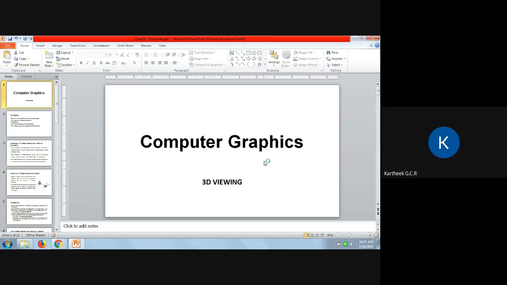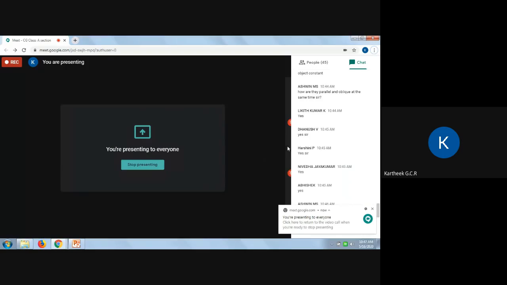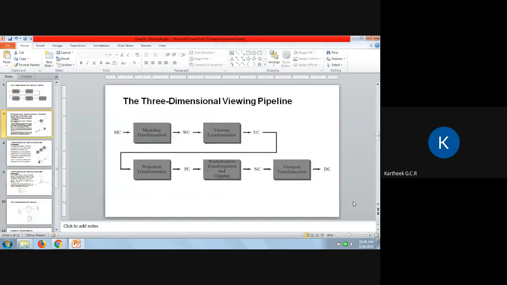In the next class, we would be looking at matrices for all these, and we'll also be looking at curves in OpenGL. We looked at circles, we looked at lines. We will be looking at curves in OpenGL. So that's all I have for you guys today.